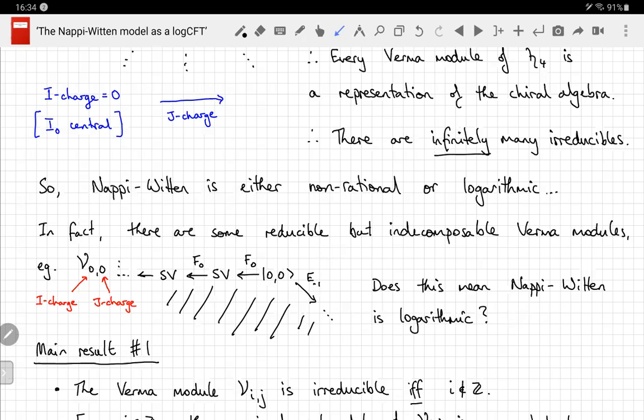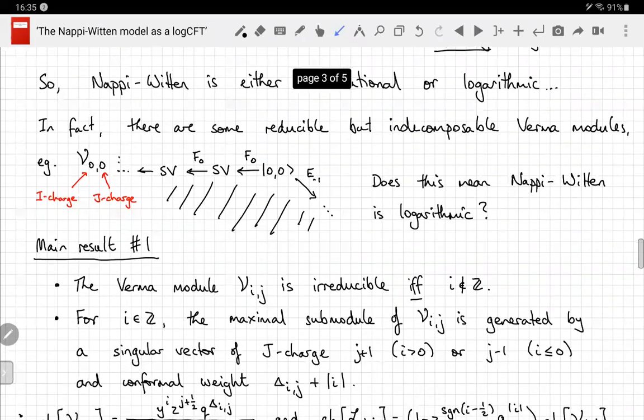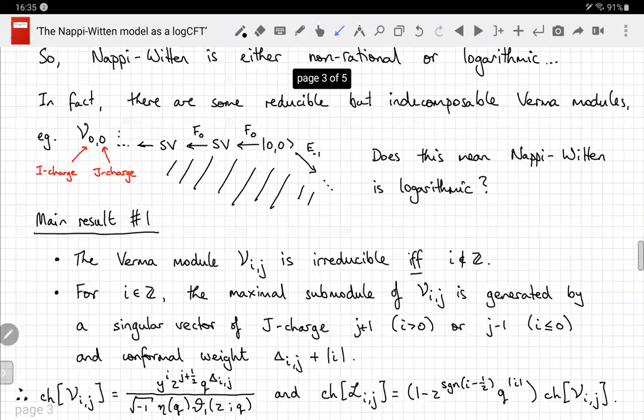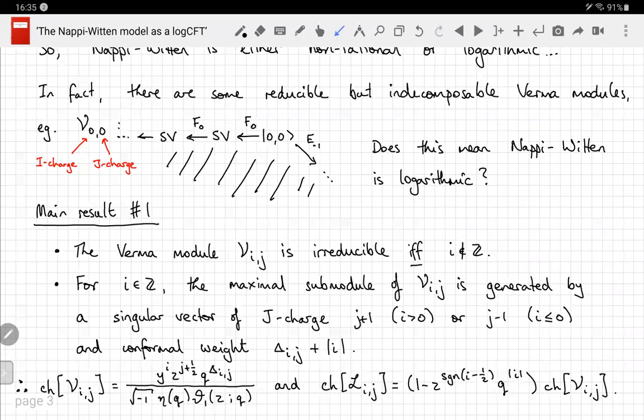Okay, so I'm not actually going to answer this question, even though I've tried to motivate it as something which is sort of interesting, at least to me. Is the Nappi-Witten model logarithmic for sure? I believe the answer is yes, and I think it's going to be fairly straightforward to check, but we didn't answer that question because we got bogged down with other things. But I do want to show you this main result.